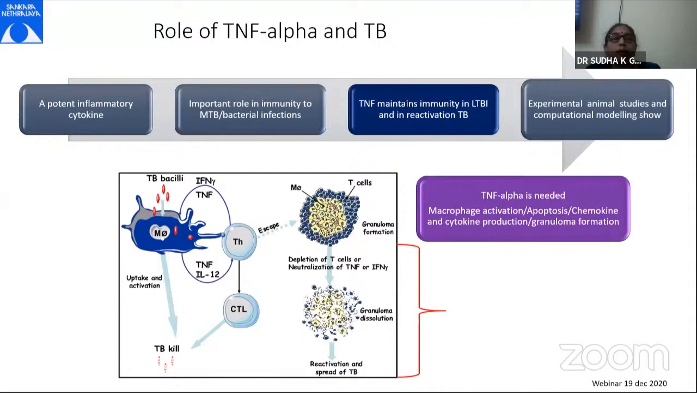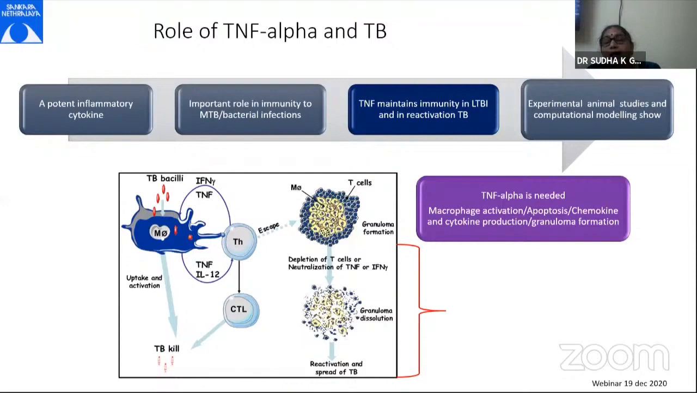So we all know that TNF has a role in TB. It's a potent inflammatory cytokine, and it has a very important role in preventing not only mycobacterial infections, but also other bacterial infections. It maintains the immunity in latent TB infections as well as in TB reactivations.